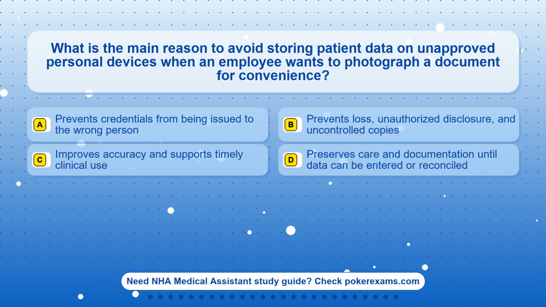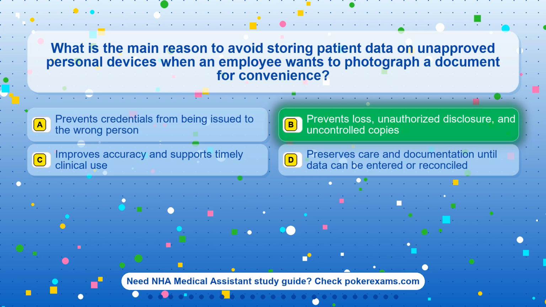Question 14. What is the main reason to avoid storing patient data on unapproved personal devices when an employee wants to photograph a document for convenience? Option A. Prevents credentials from being issued to the wrong person. Option B. Prevents loss, unauthorized disclosure, and uncontrolled copies. Option C. Improves accuracy and supports timely clinical use. Option D. Preserves care and documentation until data can be entered or reconciled.